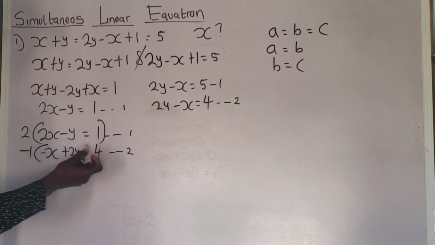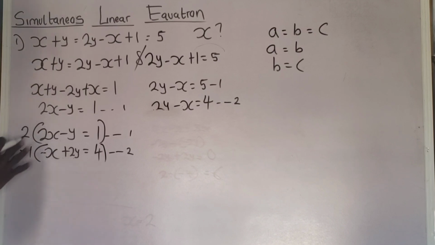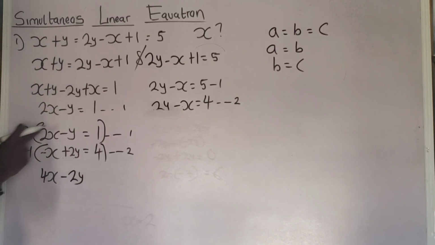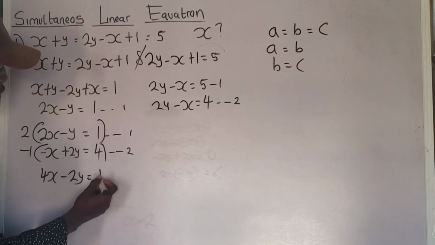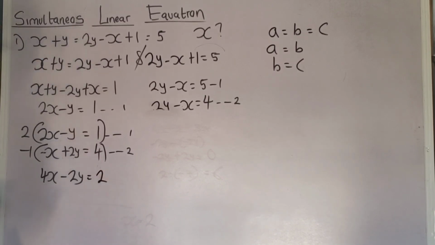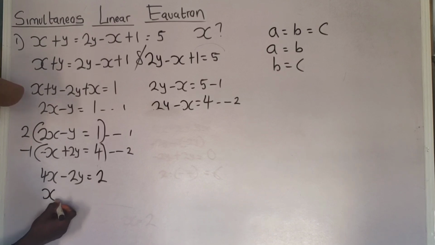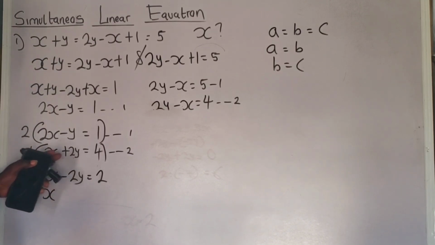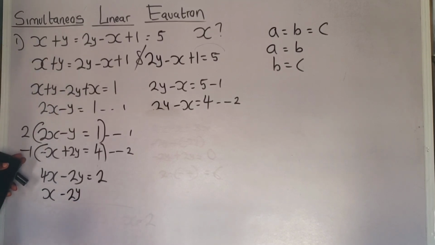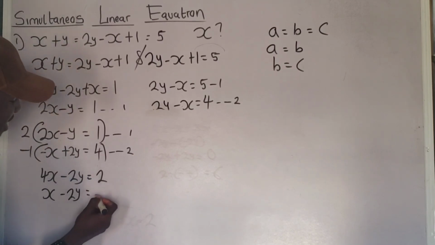Now, equation 1 becomes 2 times 2x, that will be 4x. 2 multiplied by negative y will be negative 2y. 2 multiplied by 1 will be equals to 2. Now, for the second equation, negative 1 multiplied by negative x will be x. Negative 1 multiplied by positive 2y will be negative 2y. Negative 1 multiplied by 4 will be negative 4.